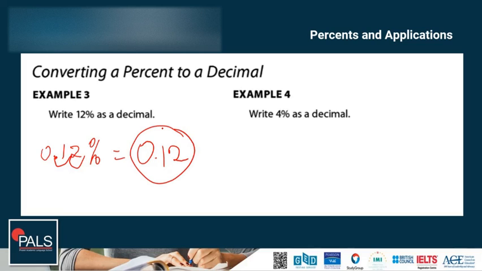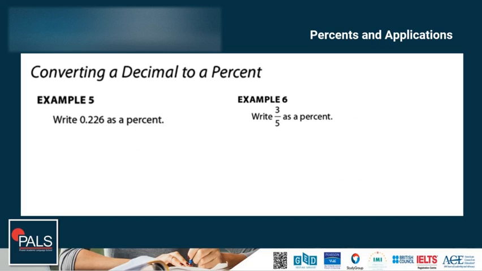Example 4, write 4% as a decimal. So let's assume that the point is here. Let's move it 2 times to the left. So the point will be here, then add 0 to complete the digit. So the answer is 4% is equal to 0.04.